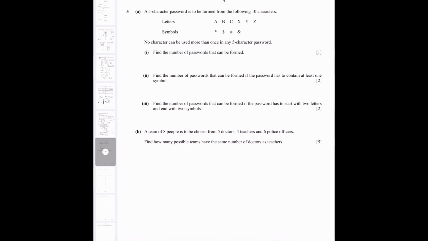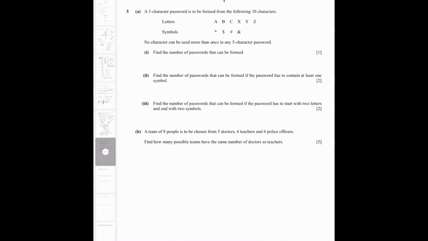Let us come to question 5. A 5 character password is to be formed from the following 10 characters. The letters given are A, B, C, X, Y, Z, and there's a star, a dollar sign, and two other symbols. So find the number of passwords, I mean 5 character passwords, that can be formed.